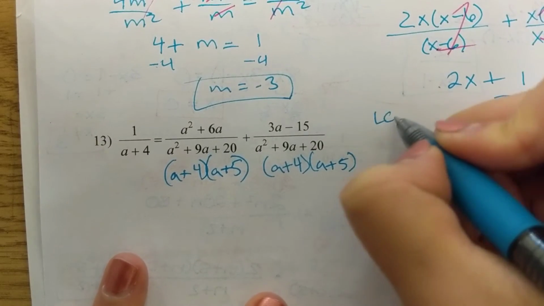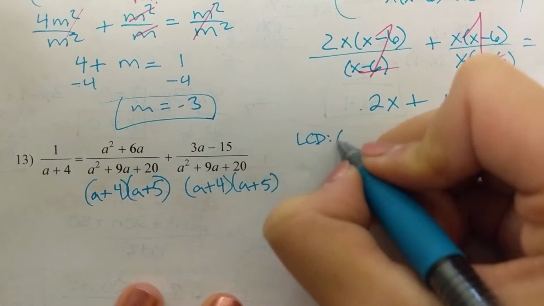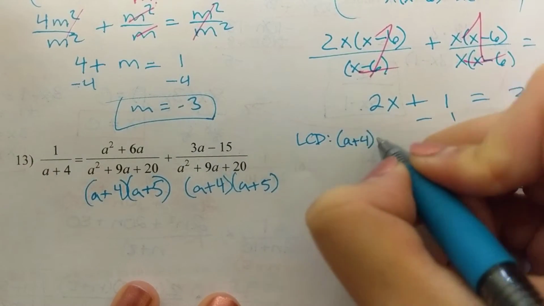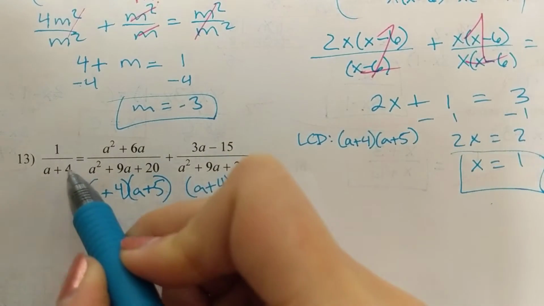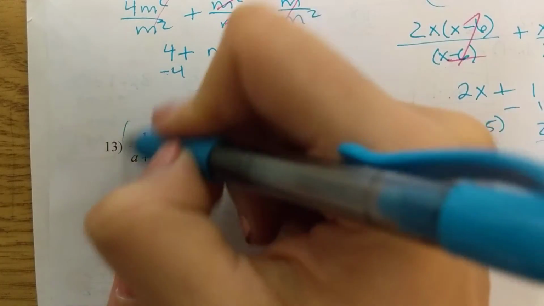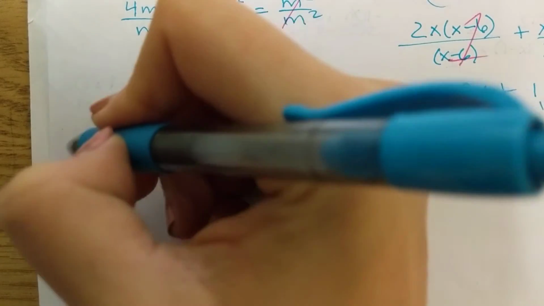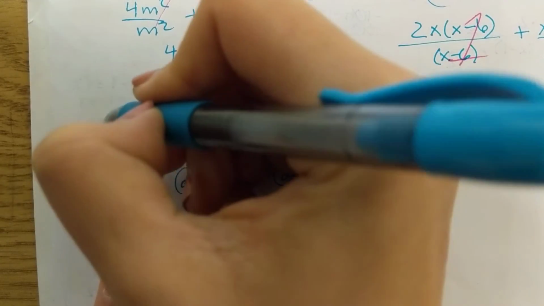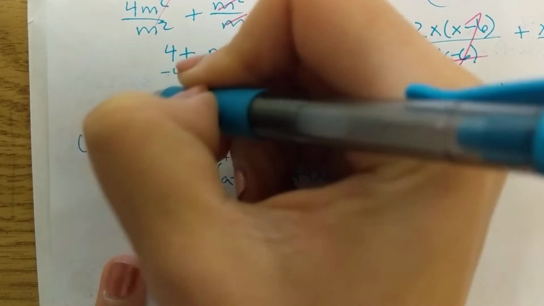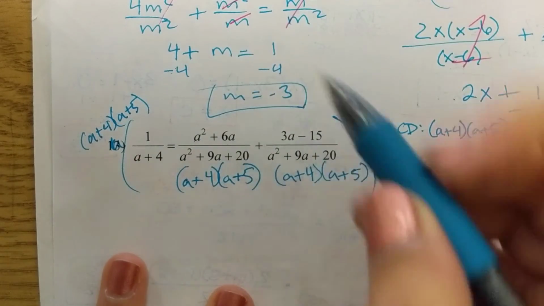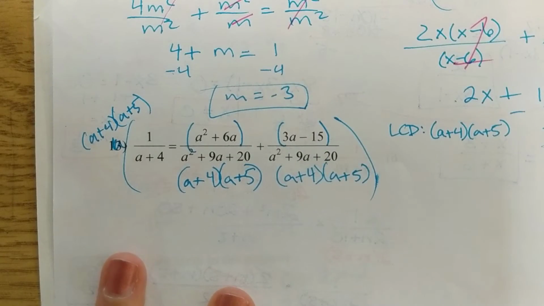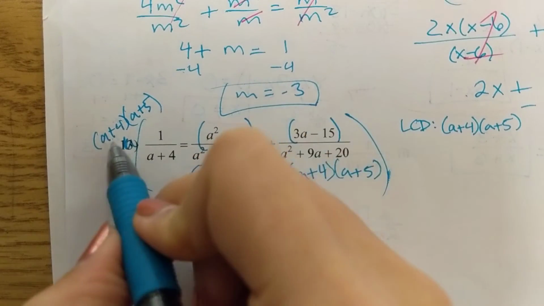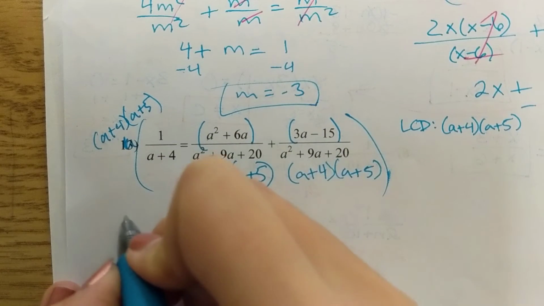My LCD is definitely at least a plus 4 times a plus 5. And that does take into account this denominator as well, so we're good to go. Multiply by the LCD, a plus 4 times a plus 5. Anything that's in a numerator needs to be grouped because it's all being multiplied by the LCD. First, I have this times 1.